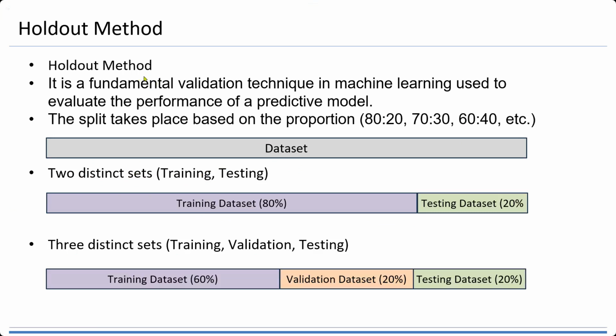When we use the holdout method, this is the definition: the fundamental validation technique. Usually we split, as we already learned last time, 80-20. It means 80% will be for the training data set and 20% will be for the testing dataset.